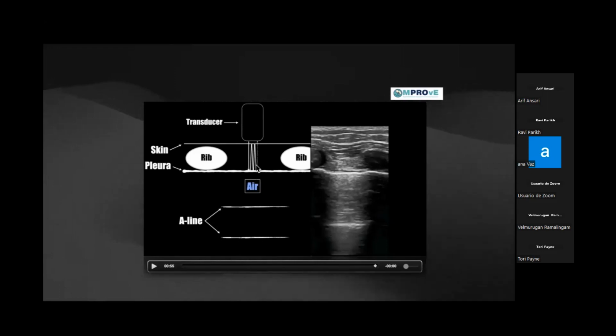So it will always be equidistant. Whatever the distance is from the transducer to the pleural line, you will see a similar equidistant spacing between the pleural line and the A lines. It will always be equidistant. So that's how the horizontal reverberation gives you the A line. I hope that makes sense.